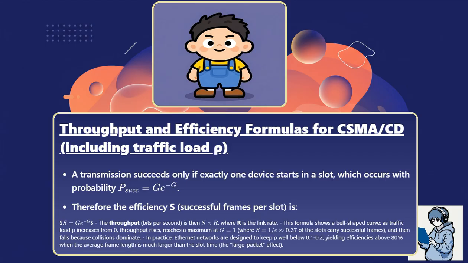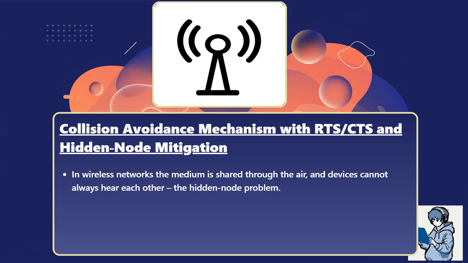In practice, Ethernet networks are designed to keep ρ well below 0.1 to 0.2, yielding efficiencies above 80% when the average frame length is much larger than the slot time, the large packet effect. In wireless networks, the medium is shared through the air, and devices cannot always hear each other, the hidden node problem.